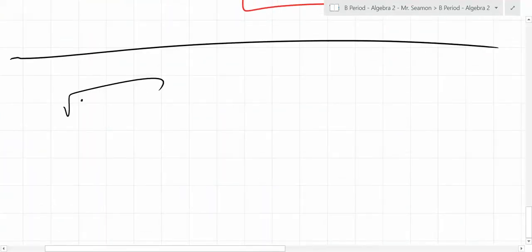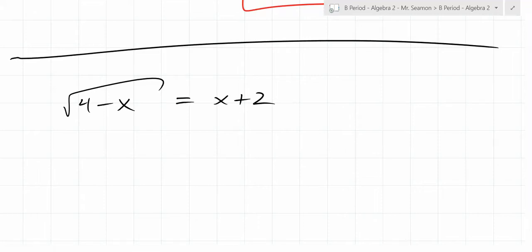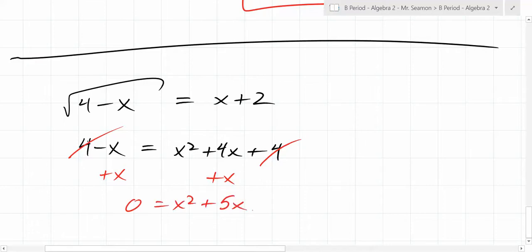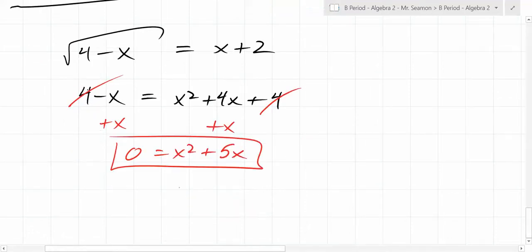How about you check this one? The square root of 4 minus x equals x plus 2. Try this one on your own. So what do you get on the left? You get 4 minus x, right? Yeah. So on the right it's going to be x squared plus 4x plus 4. What cancels from both sides? Oh, it's not difference of squares. So you get 0 is equal to x squared plus what? What can you factor out of this? So you get 0 is equal to x times x plus 5.